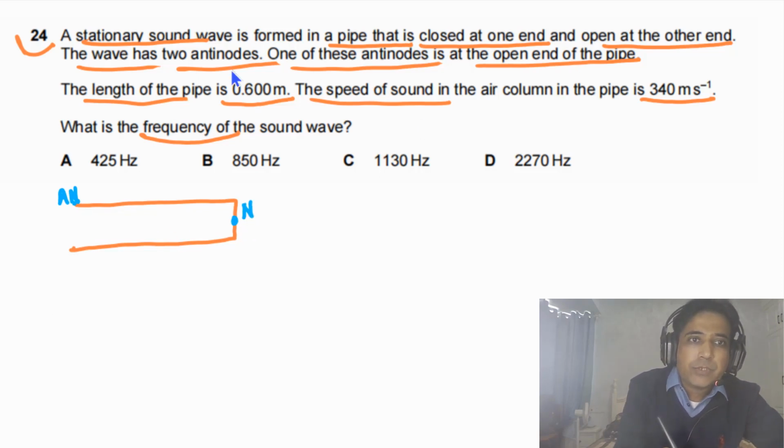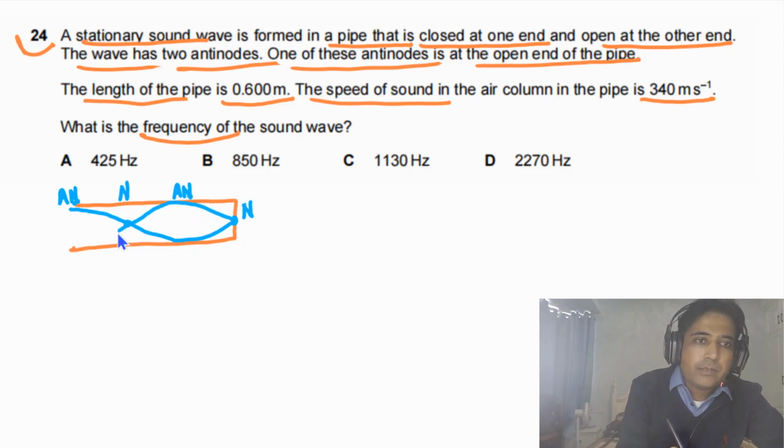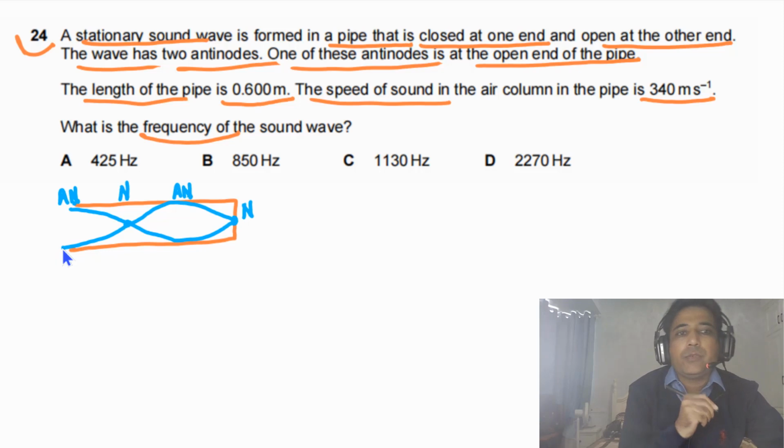And it is given to us there are two antinodes. So we can also imagine here we have one node. So here will be another antinode. Now simply we can draw the stationary wave. So if we draw the stationary wave, in this case our stationary wave will look like this. So here we have an antinode.